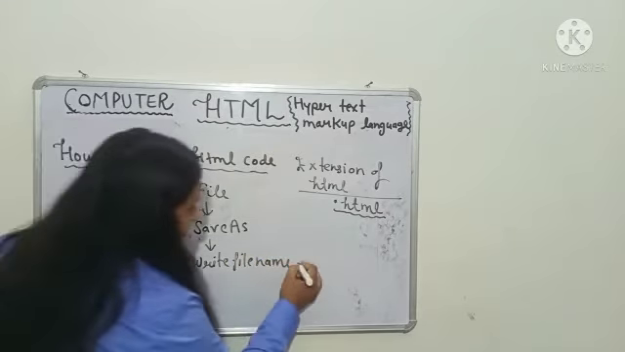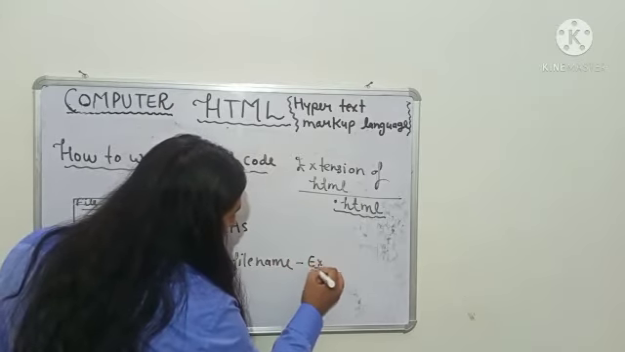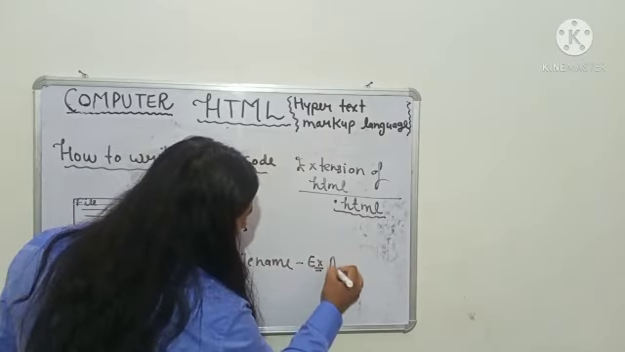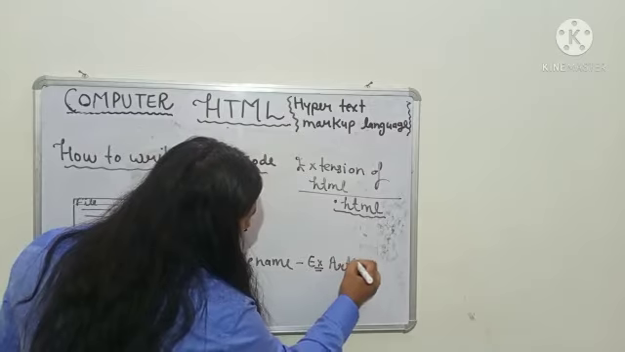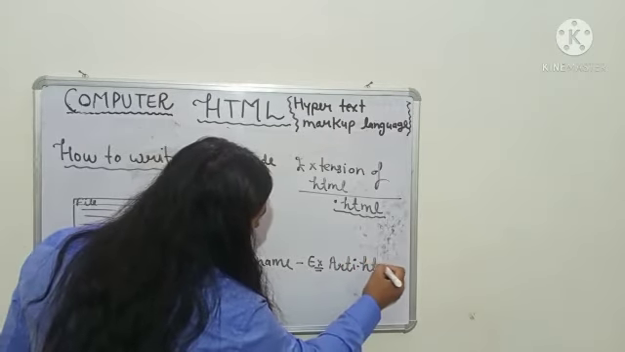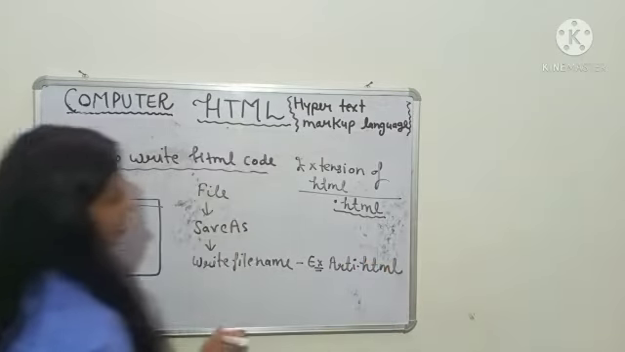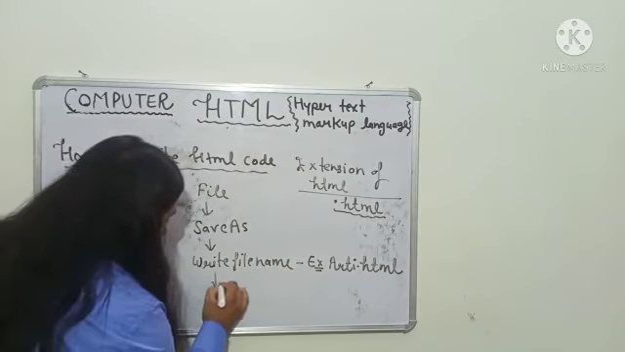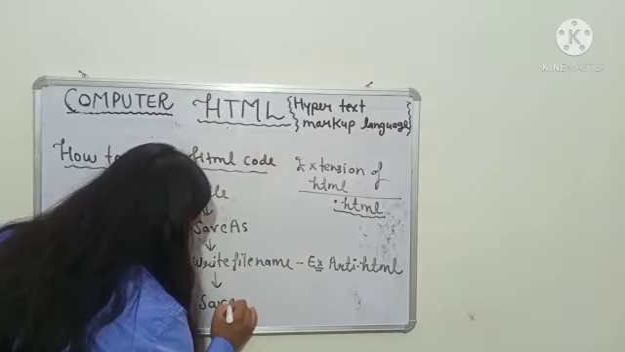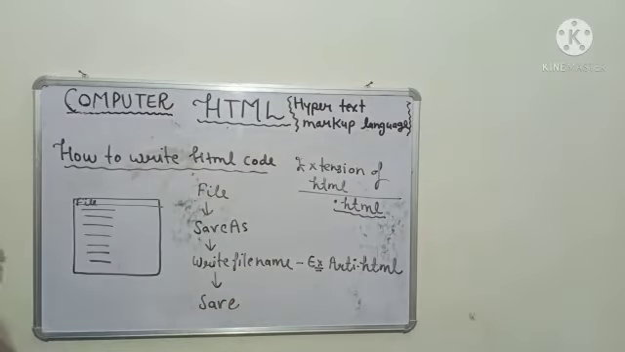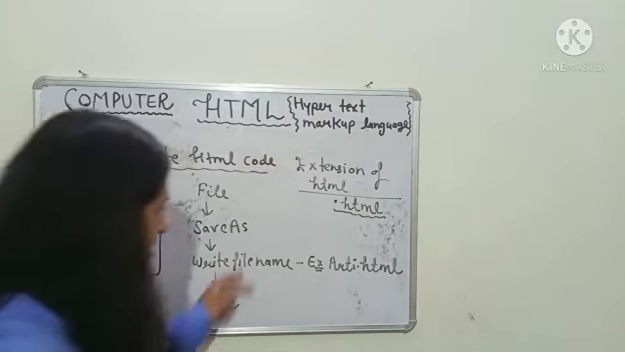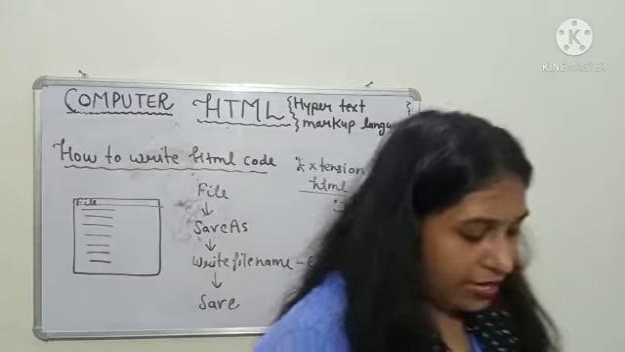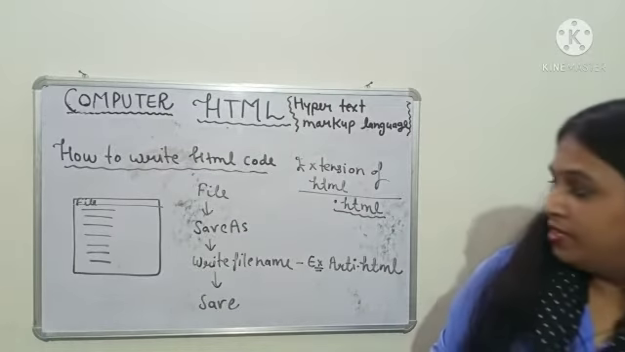Example, suppose I write here Aarti, then a dot, with the help of the extension, right here: Aarti.html, right? And now we will click on the save option. So this is the way. In this way we can save our HTML code, right?